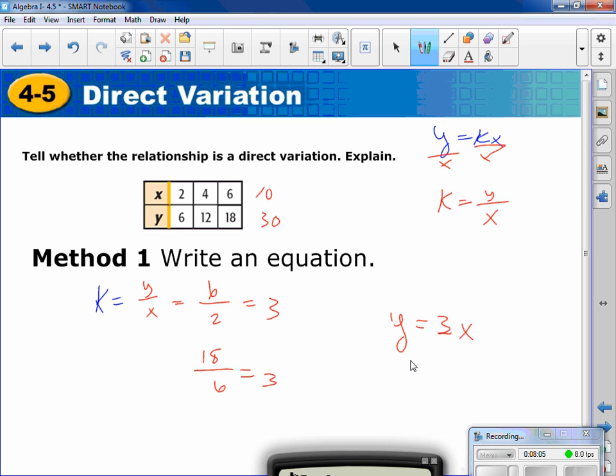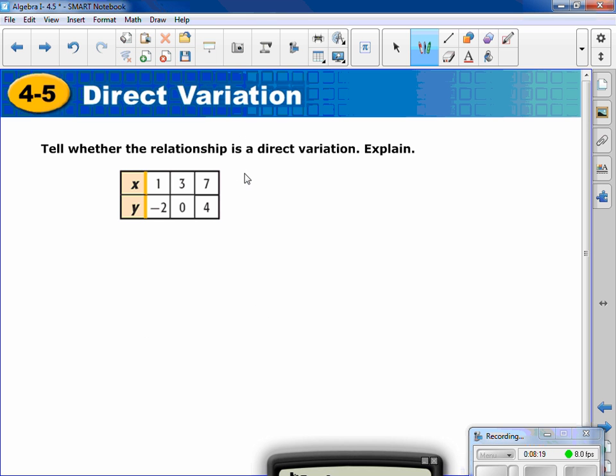This method here, method 1, only works for direct variation. If I can go, this is 3, this is 3, this is 3, I know it's direct variation. Try this one. Is this a direct variation relationship? Easiest way is to look. What's negative 2 divided by 1? Negative 2. What's 0 divided by 3? Because they're not the same, it is not a direct variation problem. They all have to be the same.